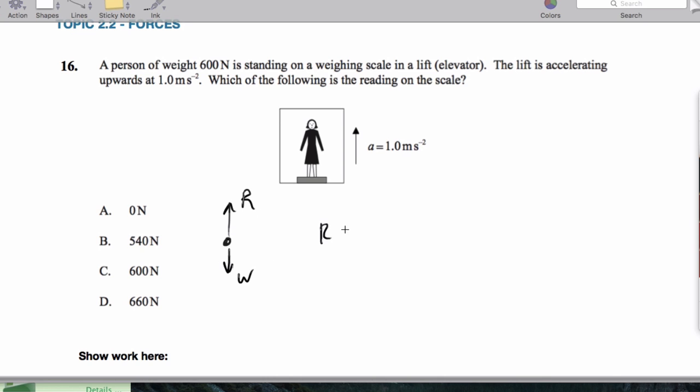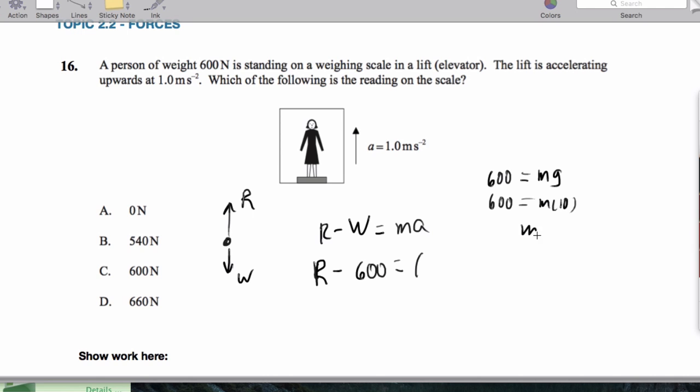Okay, so we have the normal force from the scale, and then we have the weight of the person, so we have the reaction normal force minus the weight of the person, and the effect is that the mass accelerates upwards. I'm going to leave that as a positive acceleration since it's upwards. So the reaction normal minus 600 equals m times a. Now their weight is 600, so 600 equals mg, 600 equals m times 10, so the mass is 60 kilograms, and the acceleration is 1.